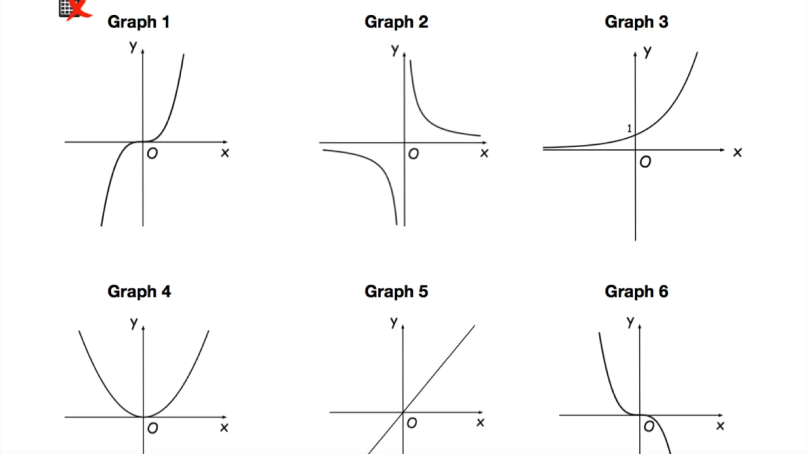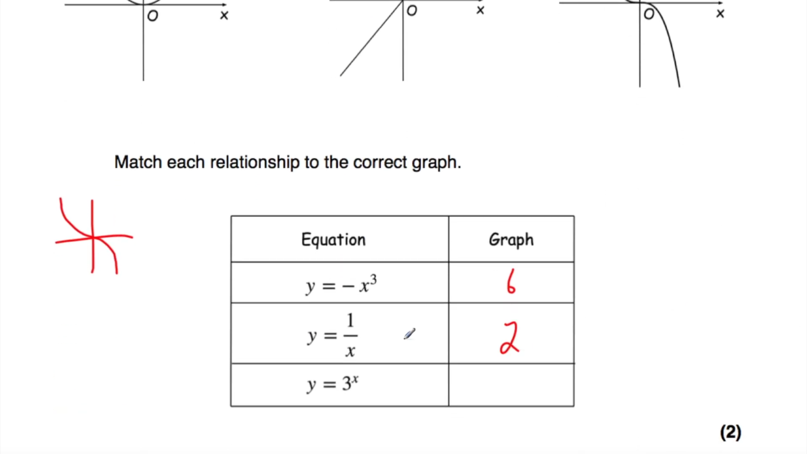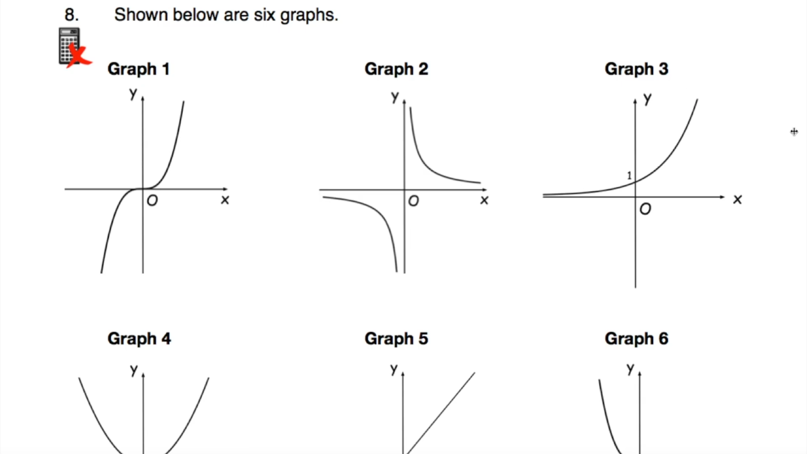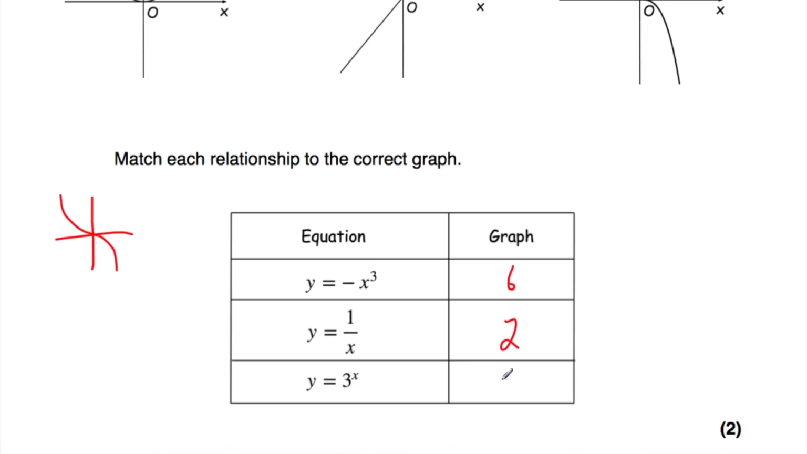So that's graph 2. And then finally, we've got an exponential graph, y equals 3 to the power of x. If we go up, 3 to the power of x would be this one, the exponential graph here. So that'd be graph 3. So our graphs are 6, 2, and 3.